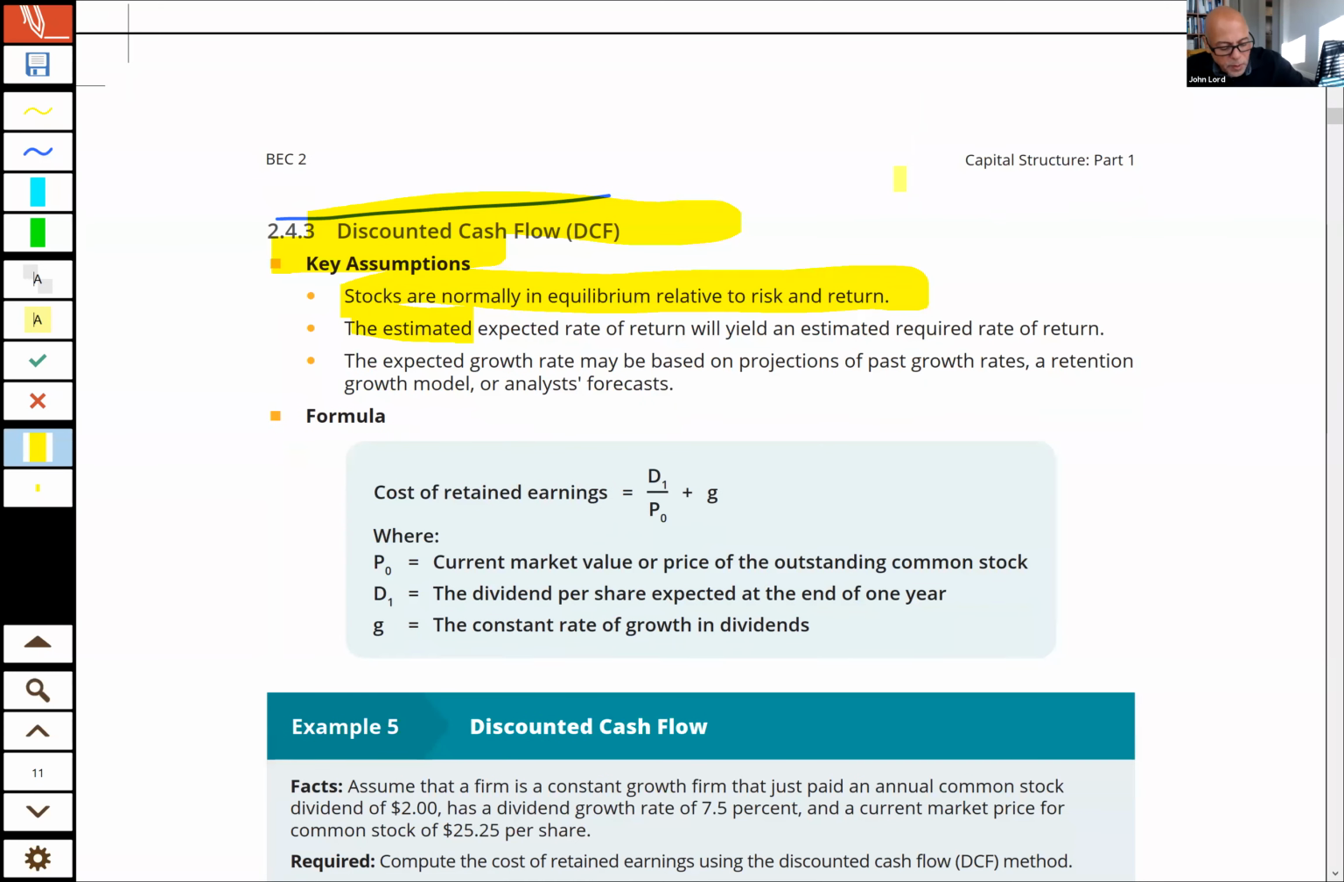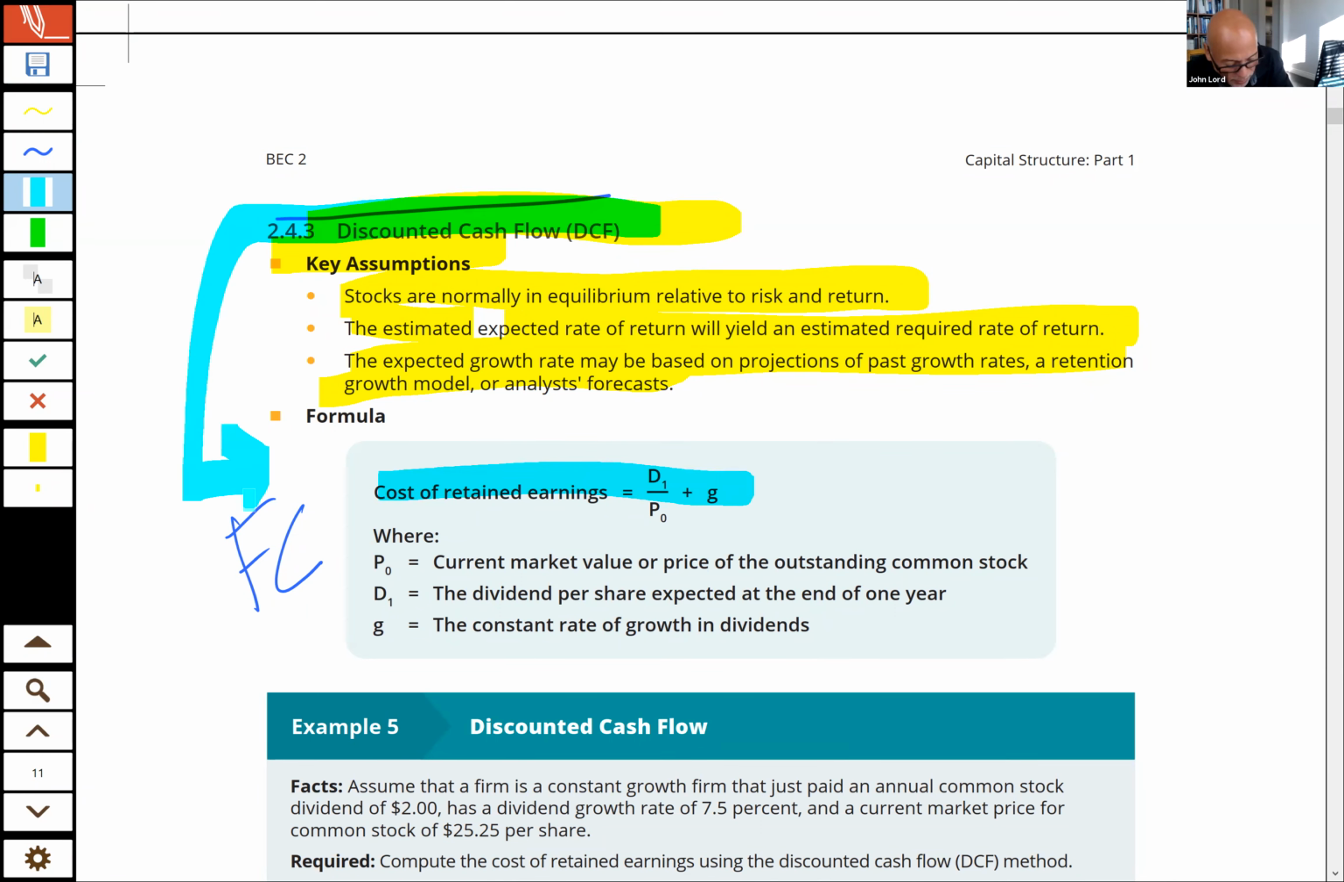Okay. Stocks are normally in equilibrium. Okay. The estimated expected rate of return will yield an estimated required rate of return, and the expected growth rate may be based on projections of past growth rates and retention growth rate or analyst forecast. And you know, you look at all that, and let's just flashcard this formula. Okay, so the cost of retained earnings using the discounted cash flow model, and make sure you label it as such, because they didn't really say that that was the model here, where P naught is the current market value or price of the outstanding common stock, dividend per share at the end of 1 year, and then you basically go ahead and have this constant growth rate that you apply.